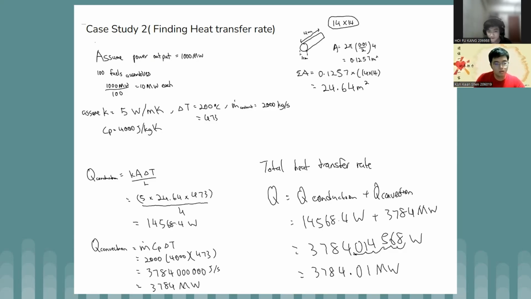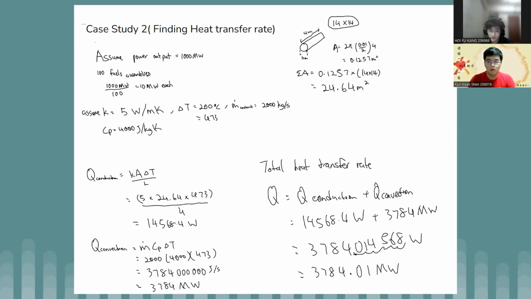A few more assumptions are made. K is 5 watt per meter Kelvin, and the difference of temperature I assume to be 200 degrees Celsius, or 473 Kelvin. Sorry for my mistake. And the mass flow rate of the coolant is about 2000 kilograms per second. And the Cp, the specific heat of the coolant, is around 4000 joule per kilogram Kelvin.